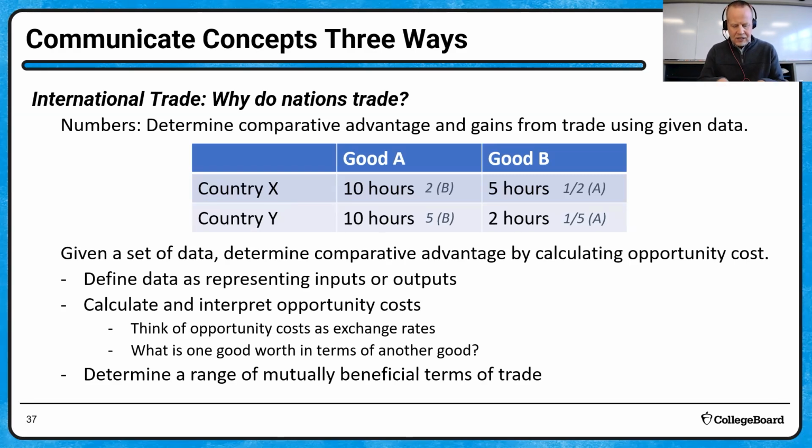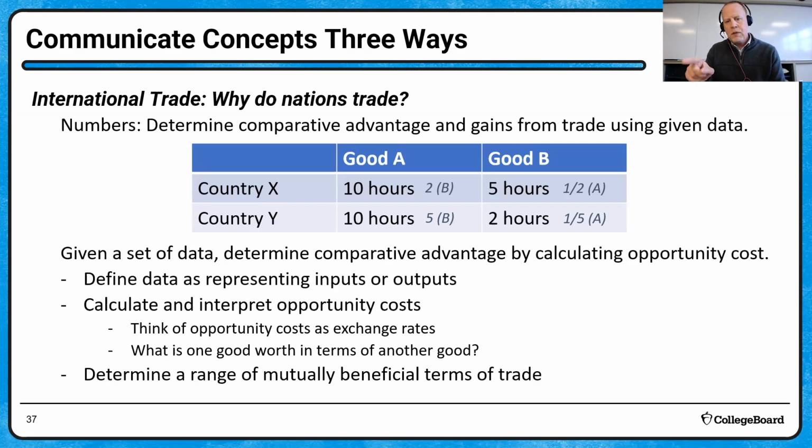So that's saying that in country X, to produce 1 unit of good A means to give up 2 units of good B. That's an exchange rate internally in country X. If I want to produce 1 more of these, I have to give up 2 of those.